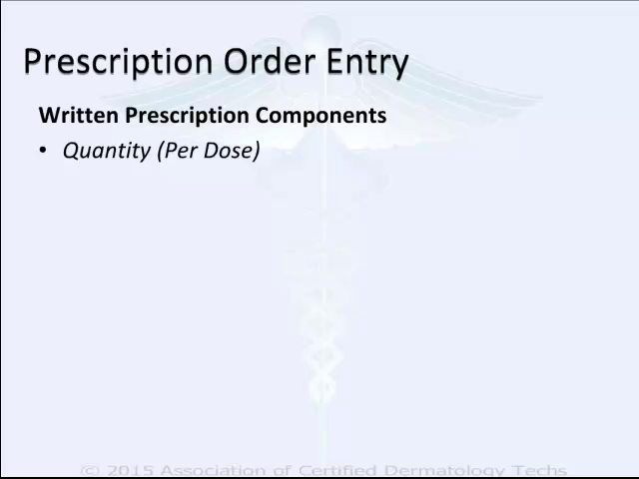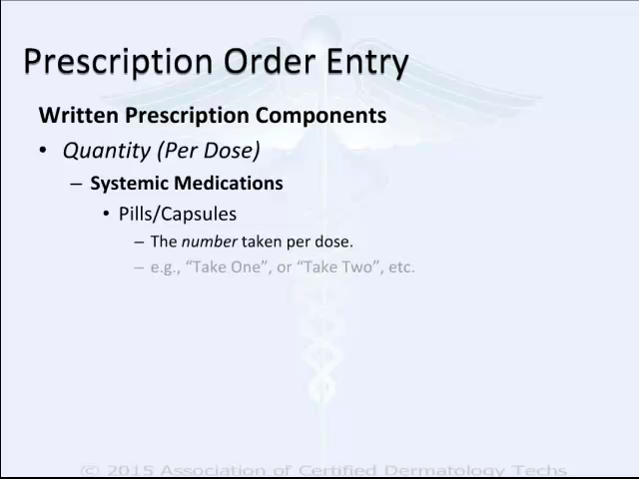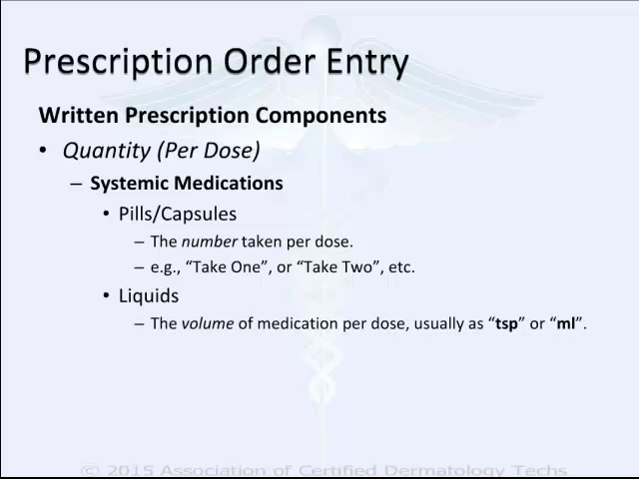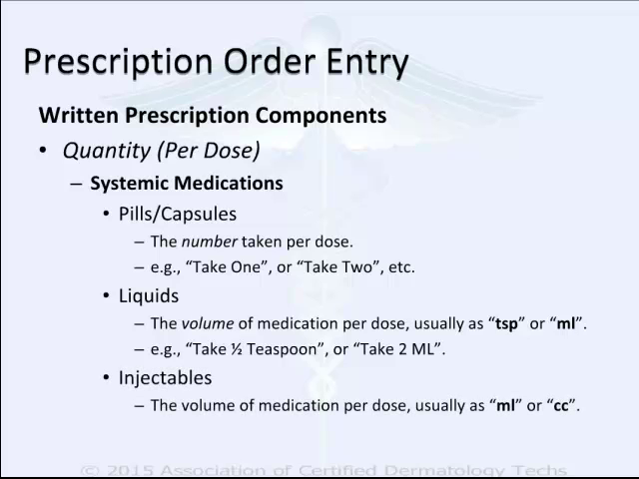Indicating the quantity per dose of a given medication is really just a matter of describing how many or how much of the medication is to be used each time. When dealing with systemic medications, specifically pills and capsules, the pharmacist and the patient need to know how many to take each time. For example, take 1 or take 2. For liquids, a volume measurement is needed, usually in units of teaspoons or milliliters. For example, take 1/2 teaspoon, or take 2 milliliters. For injectable medications like biologics, the volume measurement is typically in the form of milliliters or cc's. For example, inject 0.5 milliliters.